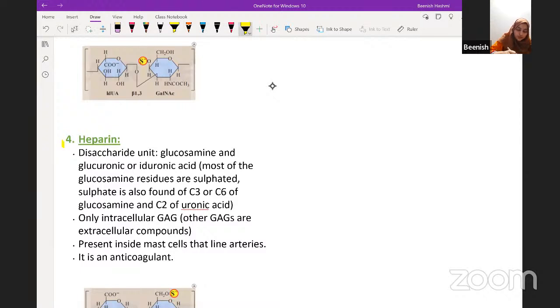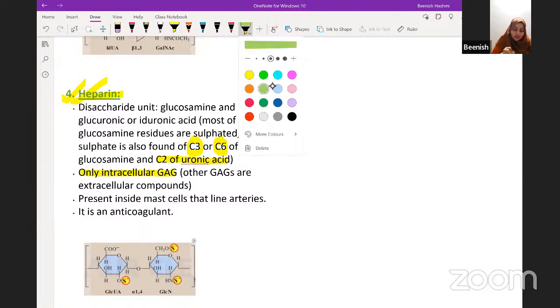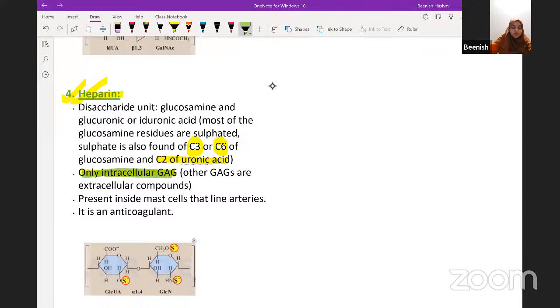Now, heparin, this is important. Disaccharide unit being glucosamine and glucuronic or iduronic acid. Most of the glucosamine residues are sulfated. Sulfate is also found at C3 or C6 of glucosamine and C2 of uronic acid. Now, very important, this is the only intracellular GAG. Other GAGs are present in the extracellular compartment. So you might be asked which of the following is an intracellular GAG? Your answer will be heparin.